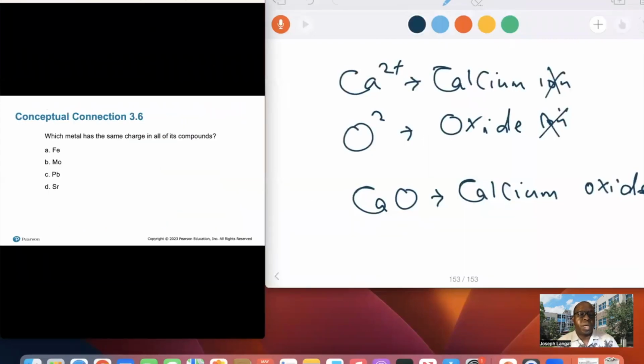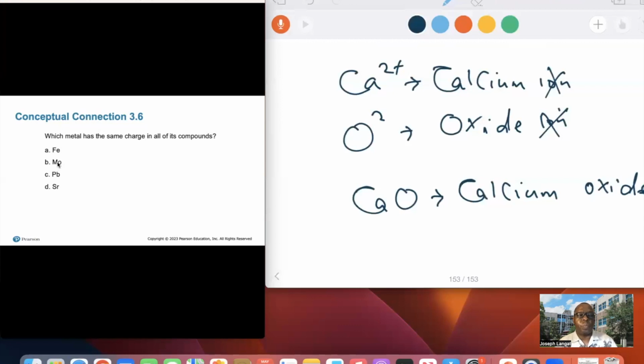If you look at this, it's assumed that you have learned the type 2 ionic compounds. But let's look. Which metal has the same charge in all of its compounds? If I look at this, it is the transition metal. This is molybdenum. This is lead. Lead can form +2, +3. The only one here is strontium. This is group 2. It forms +2, and it's the only metal among the 4 we have here.